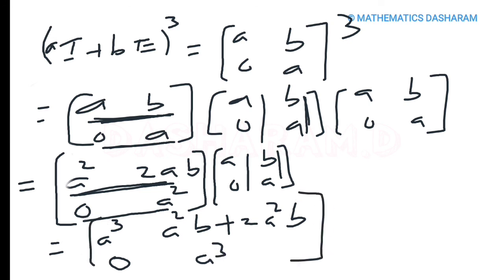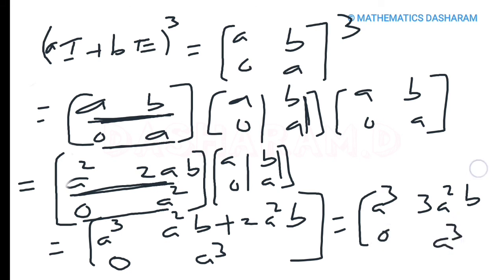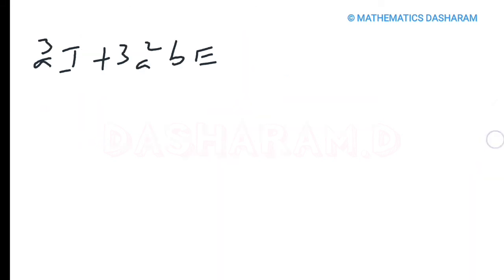So now the final answer is A cube, A square B plus 2A square B is 3A square B, 0, A cube. So this is the LHS answer.